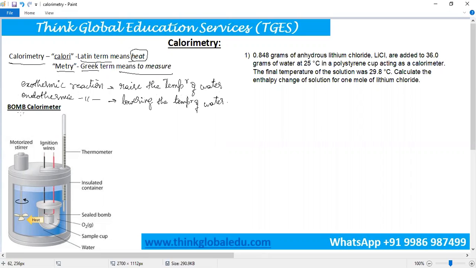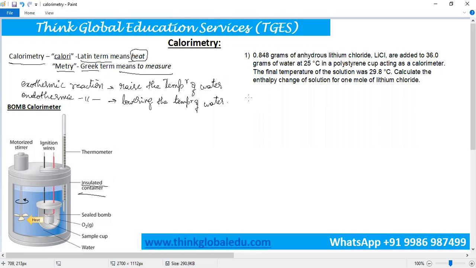In this figure, we see a bomb calorimeter which contains a thermometer to measure the change in temperature of a reaction chamber, a sample cup which contains a reaction sample, and water by which the heat change is transferred from the sample to the water in an exothermic reaction, whereas in case of an endothermic reaction, water will give out the heat to the sample. And we have a stirrer to maintain a uniform temperature all through the system. The whole experimental setup is kept in an insulated container so that there would be no heat loss from the system to the surroundings.